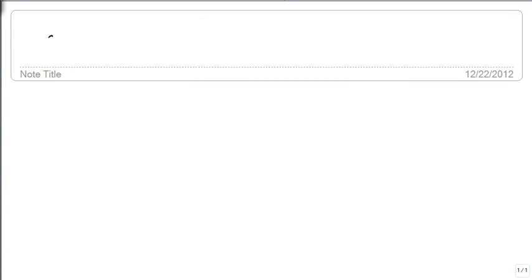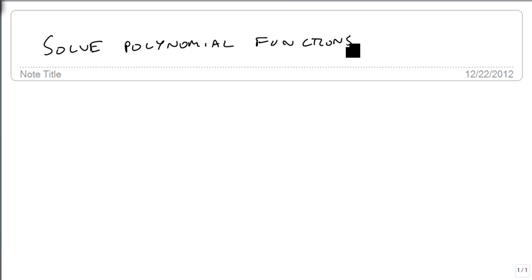We are now going to solve polynomial functions. And we're going to do this using our zero product rule, which means ultimately we're going to factor. So suppose we start with f of x equals x squared minus 4x plus 6.